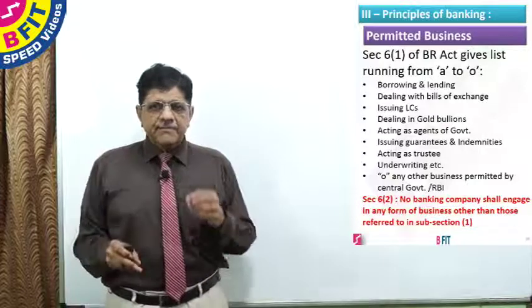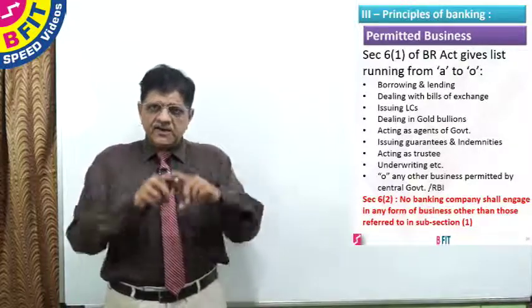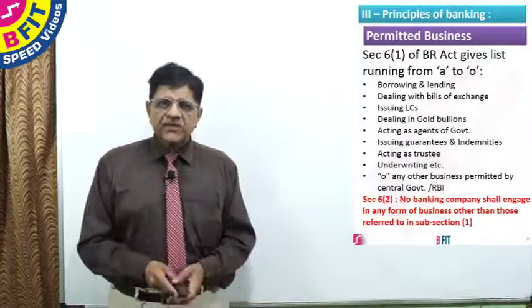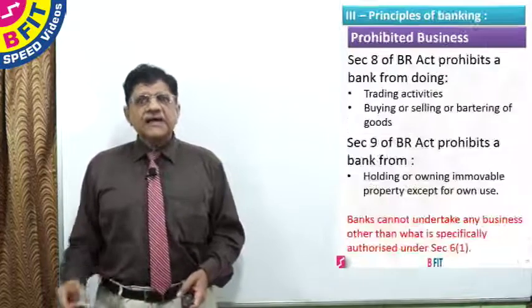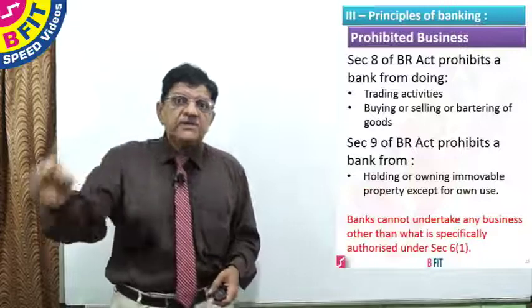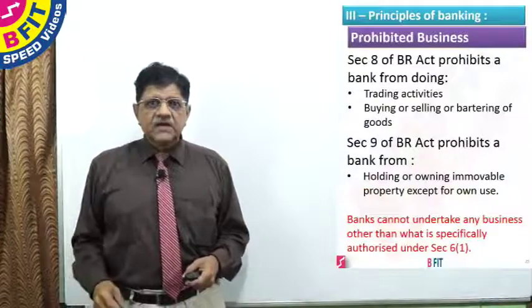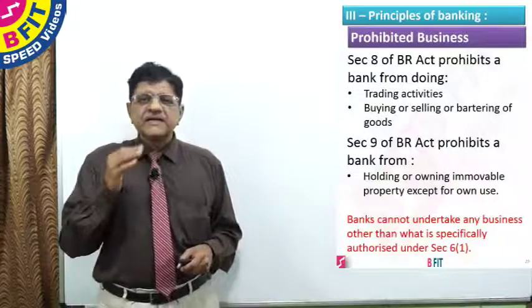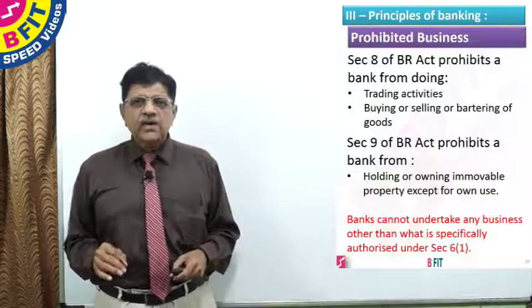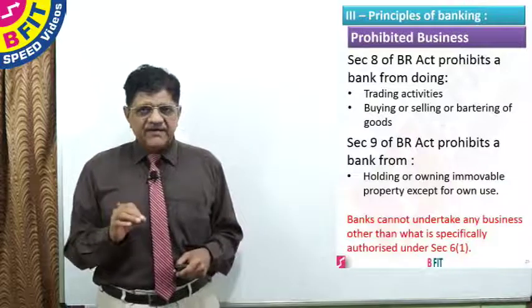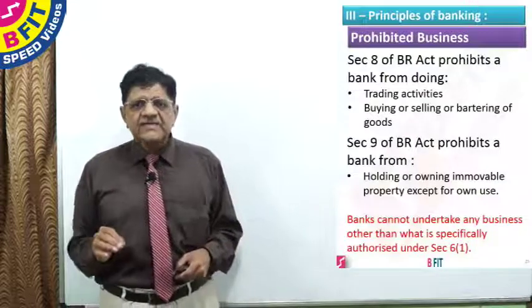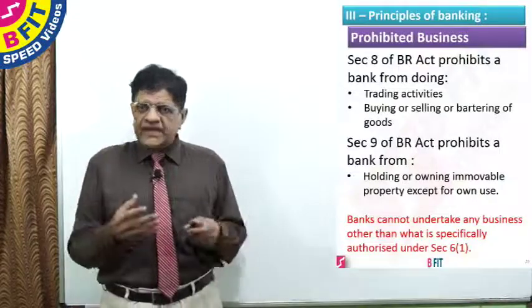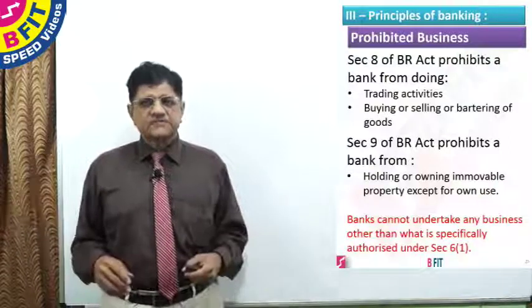So what business a bank can do is very clearly brought within the framework of section 6(1) of the Banking Regulation Act. Apart from that, there are some specific prohibitions in the Act with regard to the business a banking company can do. Section 8 of Banking Regulation Act very clearly prohibits a bank from engaging in any kind of trading activity or buying and selling of goods. So you cannot trade in commodity, you cannot buy and sell goods.